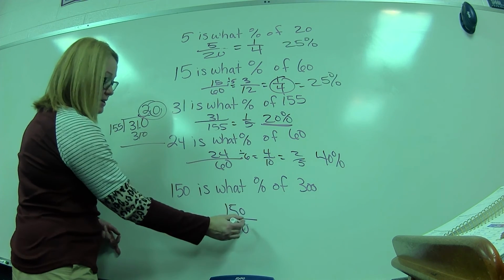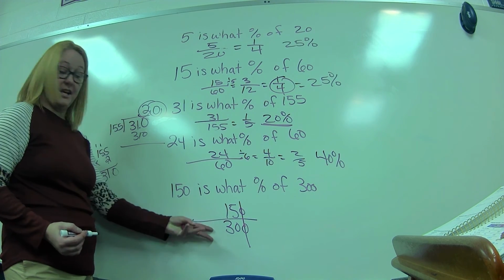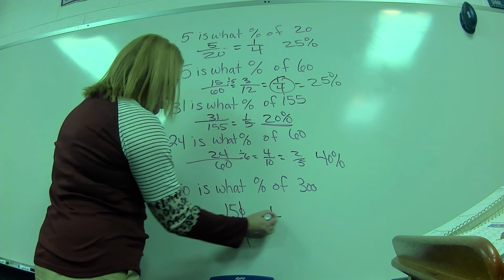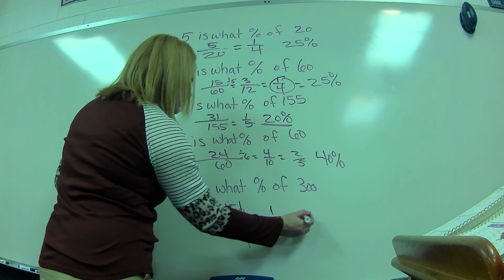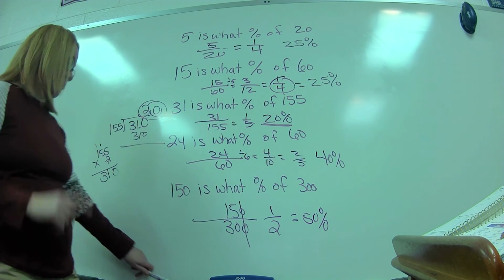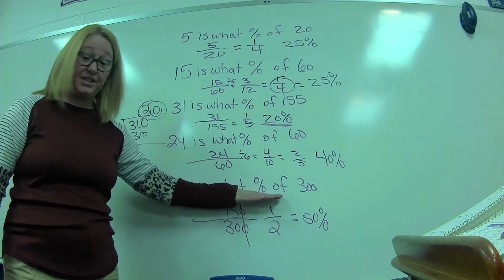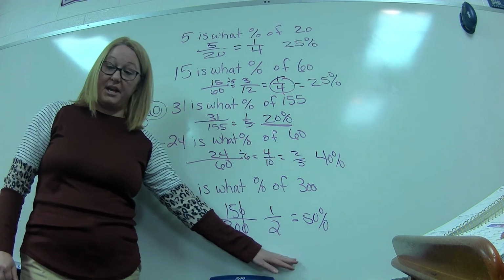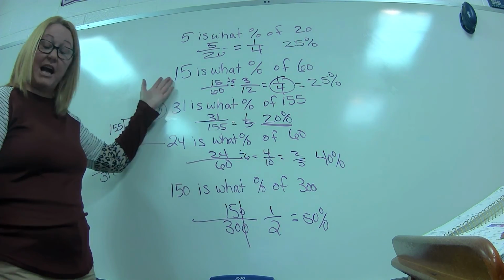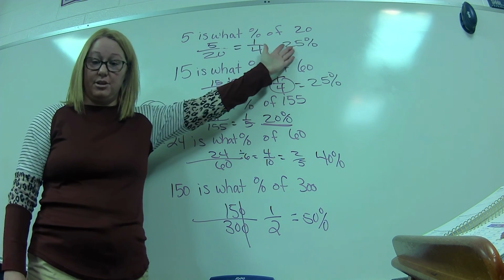All right, and now we have 150 is what percent of 300? Well, this 0 and this 0, I can divide out. Now I have 15 over 30, which reduces to 1/2, which is 50%. So when the question is asking what percent is what, I know my answer will be in percent. I set it up as fractional parts, reduce my fraction, and turn my fraction into a percent.